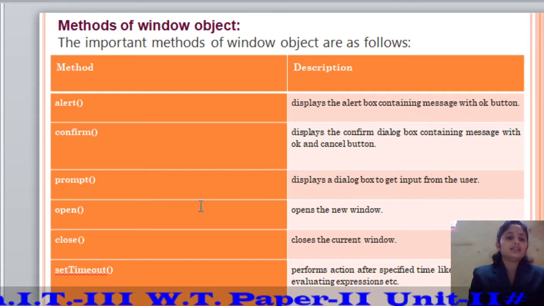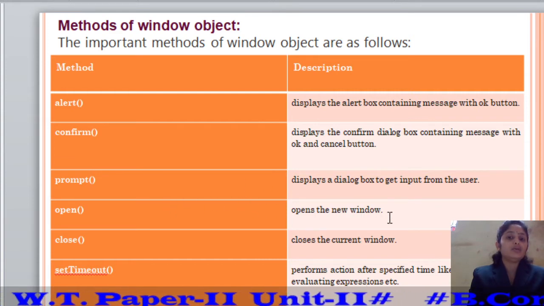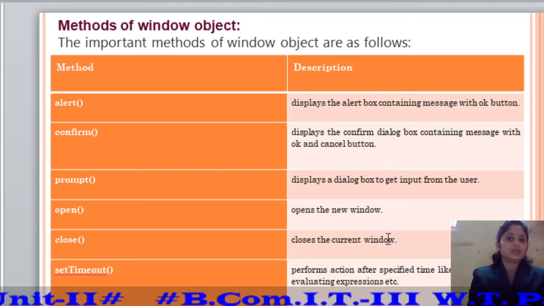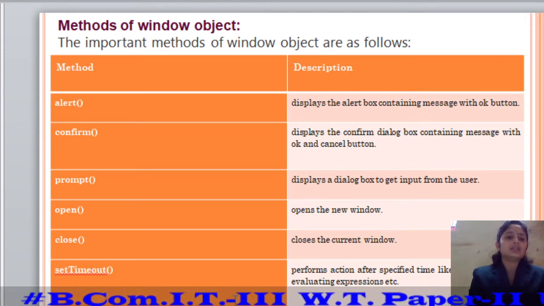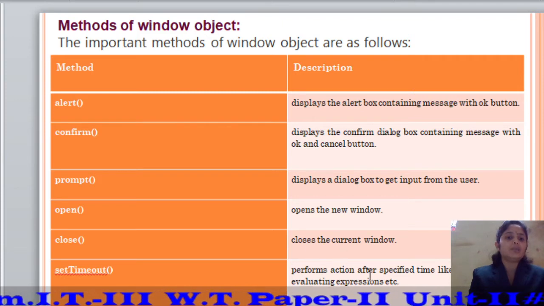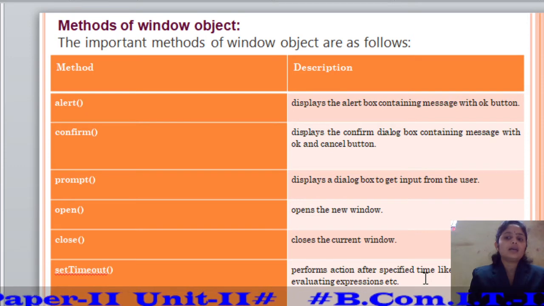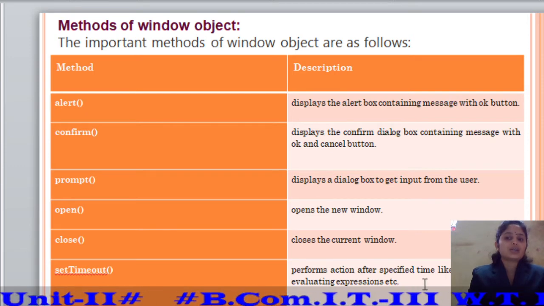Next is the open method. It opens a new window. Close. It closes the current window. It is used for closing the current window. And the last one is the setTimeout. It performs an action after a specified time, like calling a function or evaluating an expression.